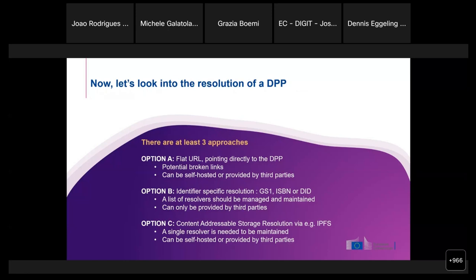And finally, we have considered also the possibility of using IPFS protocol for the storage. Without going into details, we can say that the content is self-identified. I mean, a hash is calculated before the information is uploaded into IPFS. And in this approach, we are offering additional protection to the content because we are providing some integrity of this information. In this approach, we only need a single resolver that can be addressed by this content identifier. And finally, this service can be provided by the economic operator because the economic operator can provide the IPFS node, or the service can be provided by a third party.